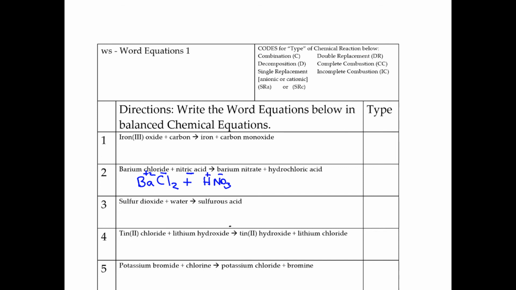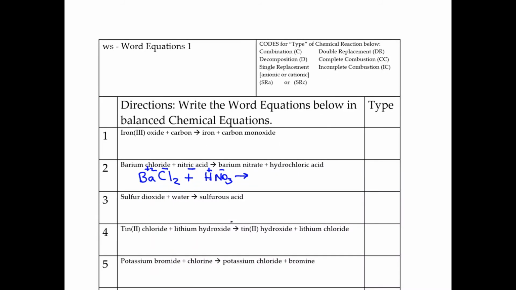Then you're going to make the products on the right side of the arrow. Barium, as you know, is a +2 charge. So we'll write barium +2. Nitrate on your polyatomic paper is NO3, -1. So we got NO3, -1. And so you're going to need 2 nitrates to match up with the barium. So you're going to put parentheses and then a 2.